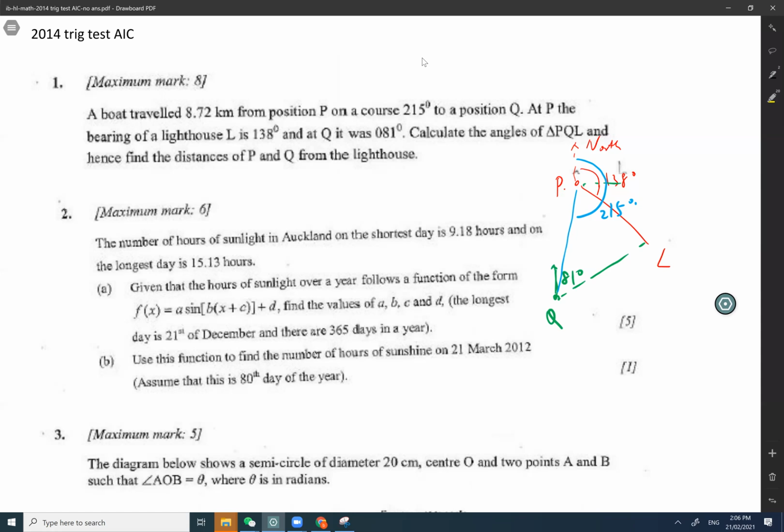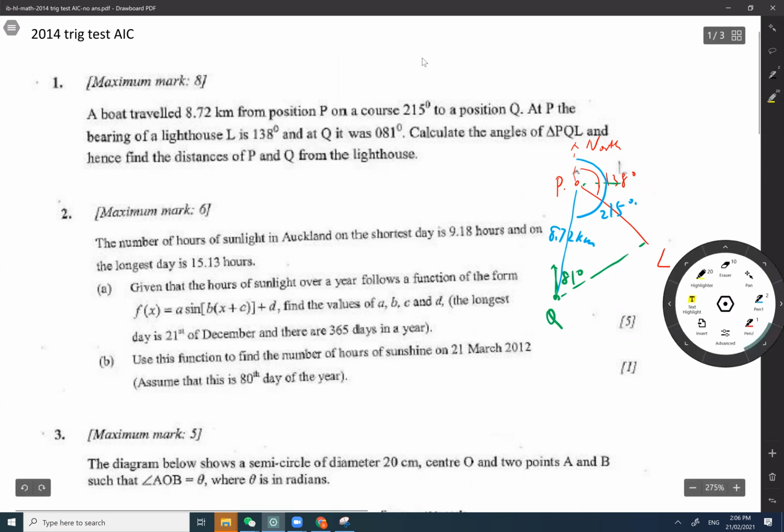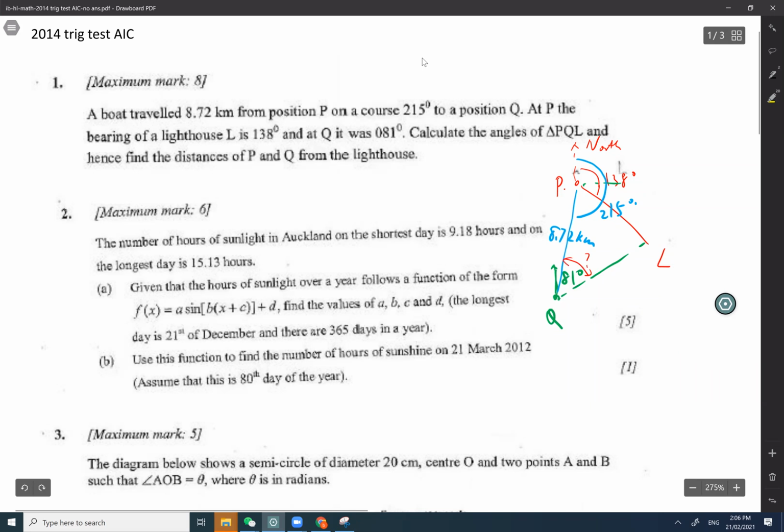From P to Q, 8.72 km. PQL. Ask you what's here, and what's here? Okay, try. Probably you need the sine rule or cosine rule.